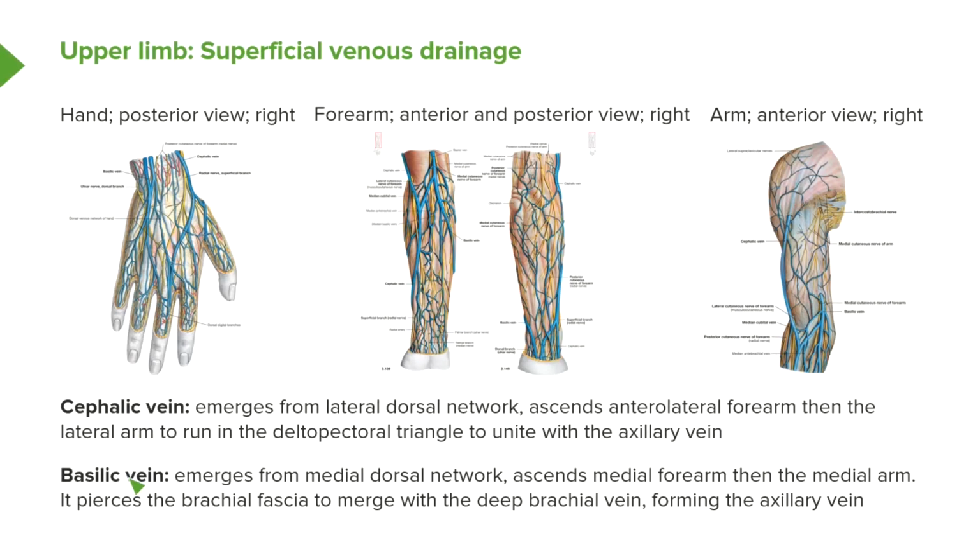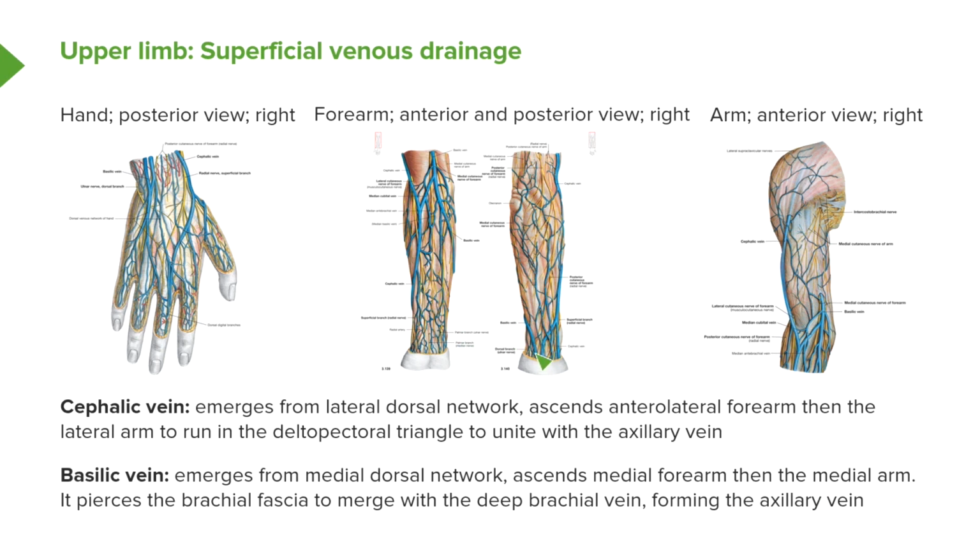If we now turn to the basilic vein, this emerges from the medial dorsal network. So we can see it here coming from this medial dorsal network. And here we've got the basilic vein. This is going to ascend the medial forearm and then enter into the medial aspect of the arm. So here we can see it just running up here.